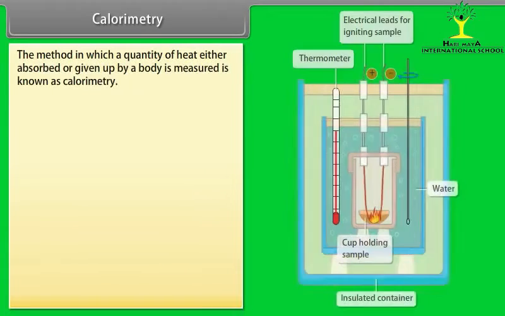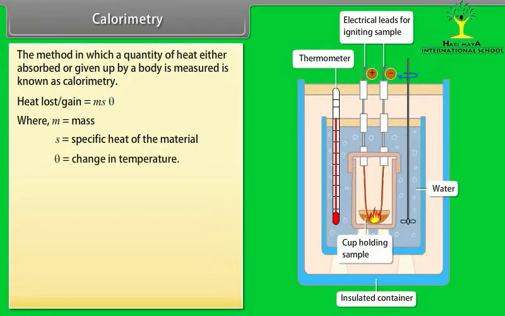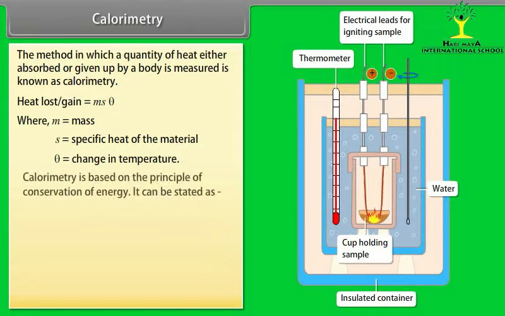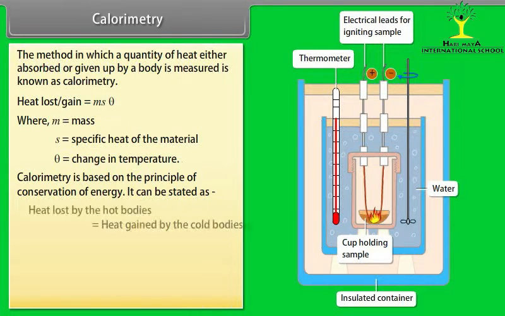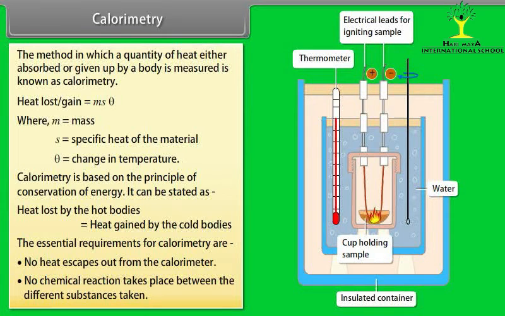Calorimeter. The method in which a quantity of heat either absorbed or given up by a body is measured is known as calorimetry. Heat loss or gain is equal to m s theta, where m is equal to mass, s is equal to specific heat of the material, and theta is equal to change in temperature. Calorimetry is based on the principle of conservation of energy. It states that heat lost by the hot bodies is equal to heat gained by the cold bodies. The essential requirements for calorimetry are: no heat escapes out from the calorimeter, no chemical reactions take place between the different substances taken.